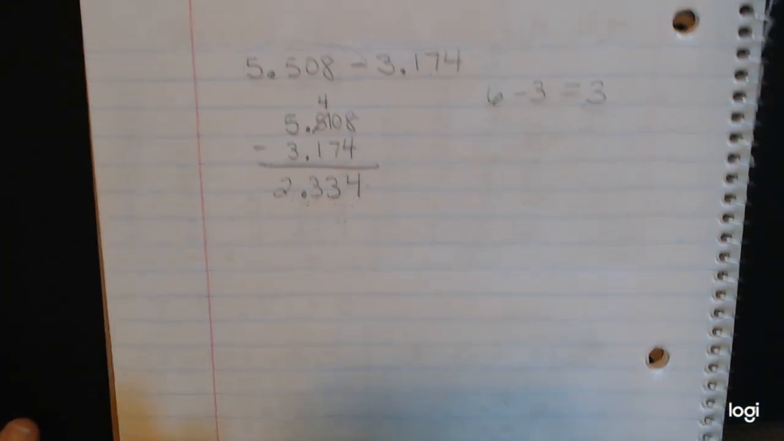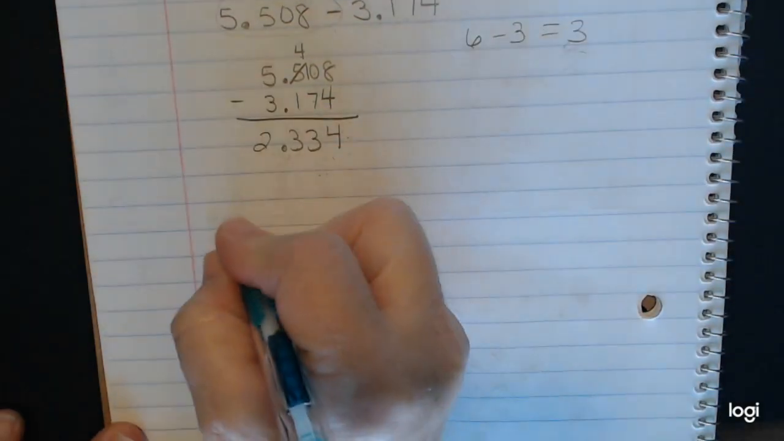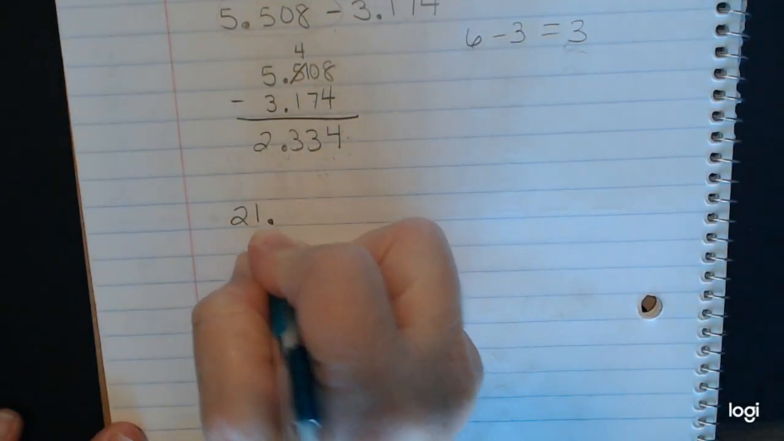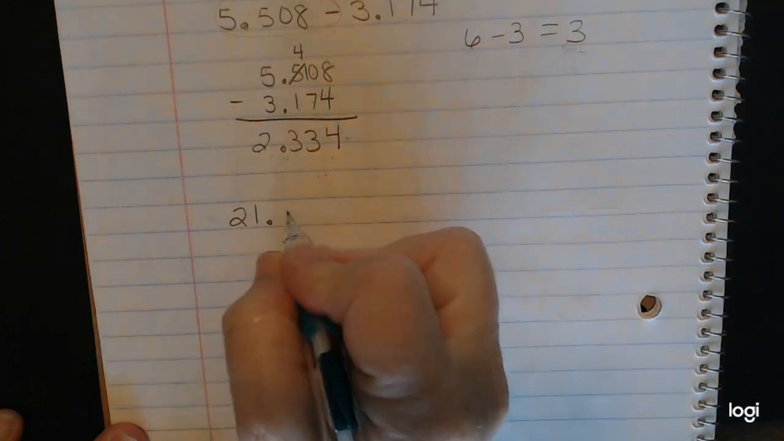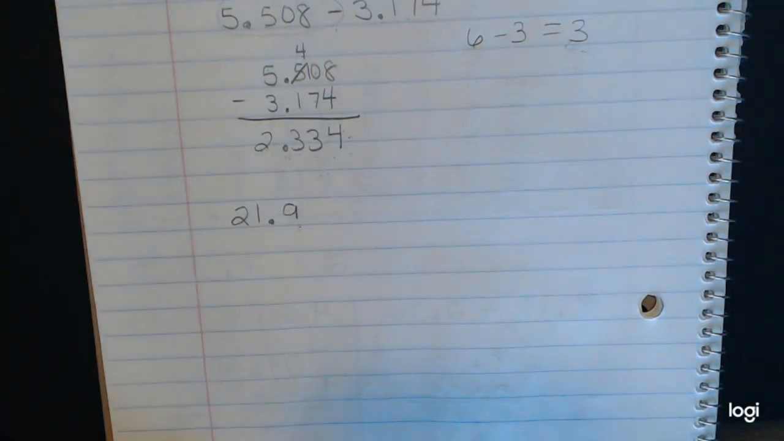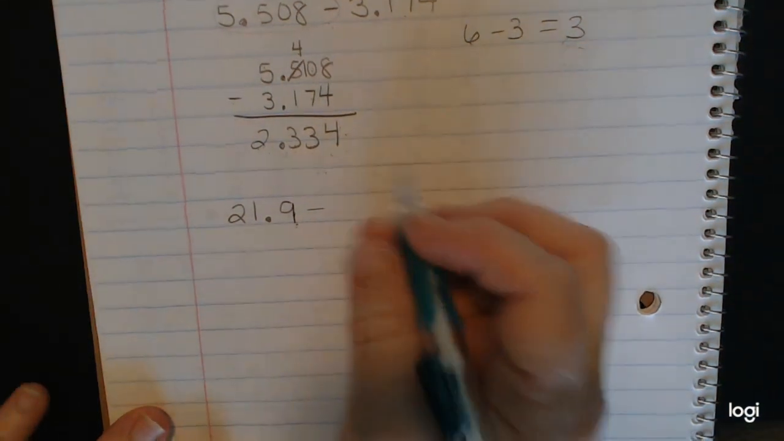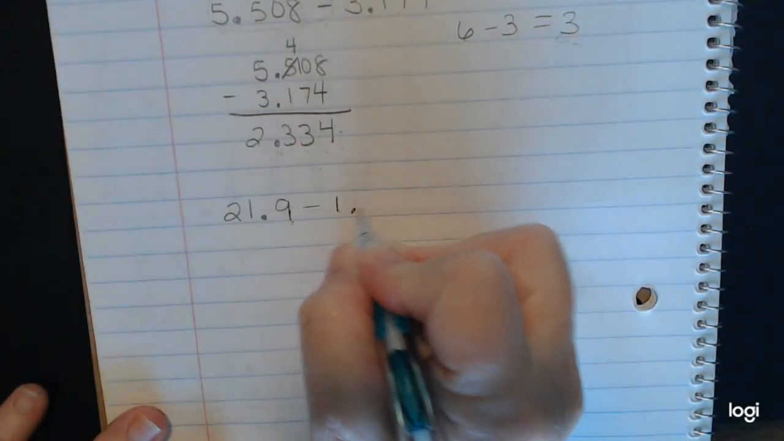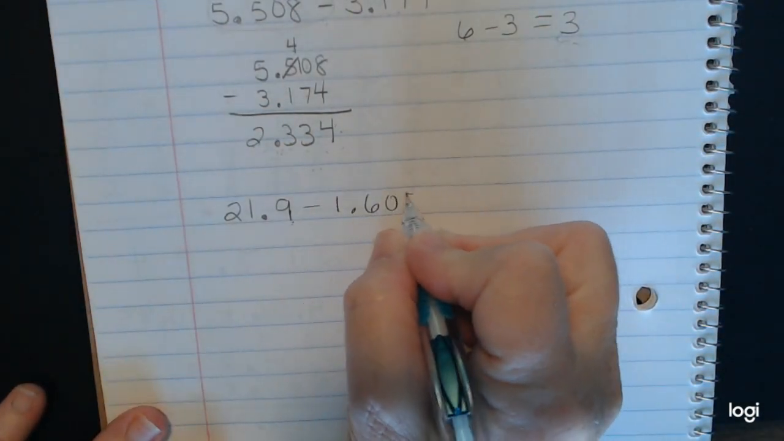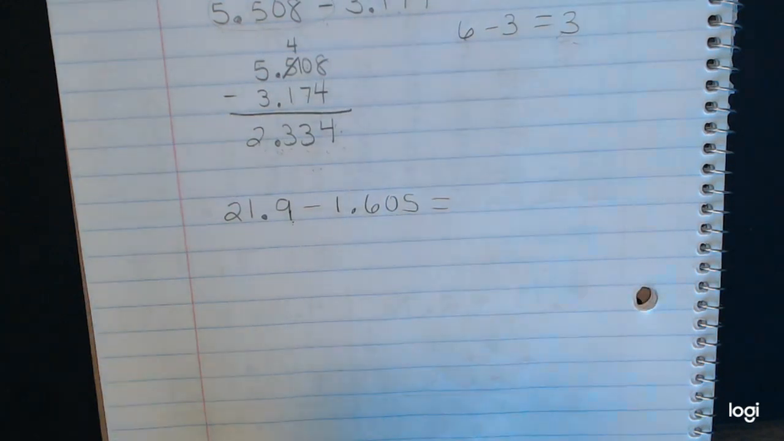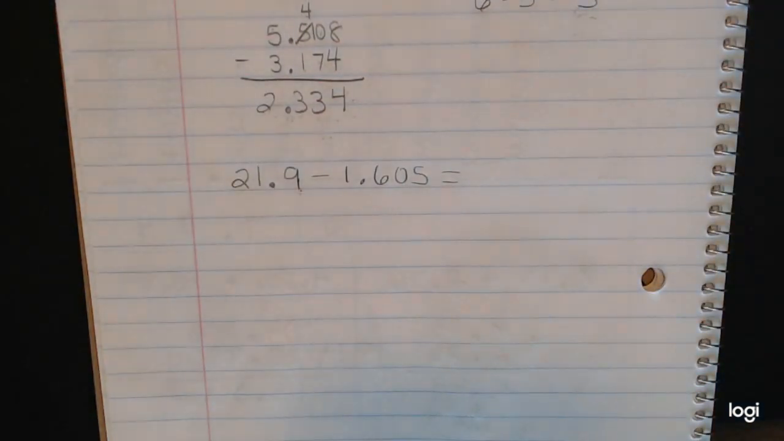Okay, try another one for me. This time, would you solve this one? 21 and 9 tenths minus 1 and 605 thousandths.